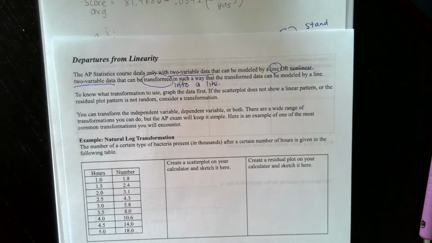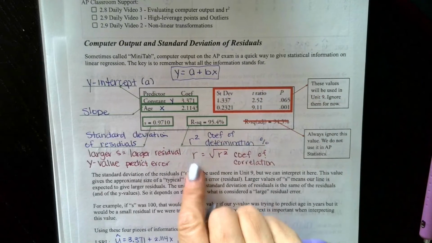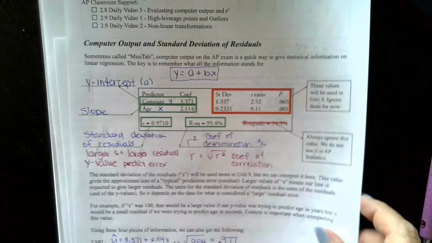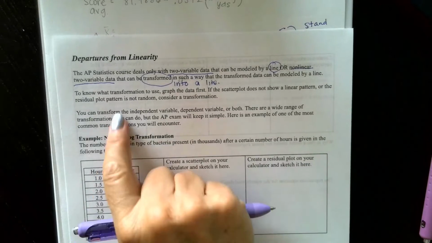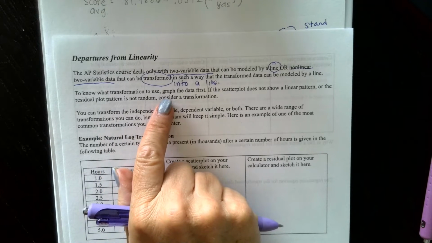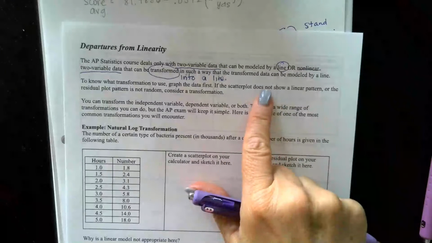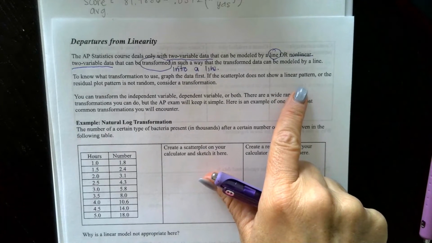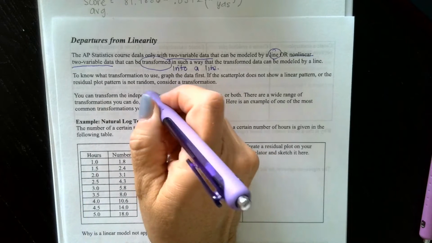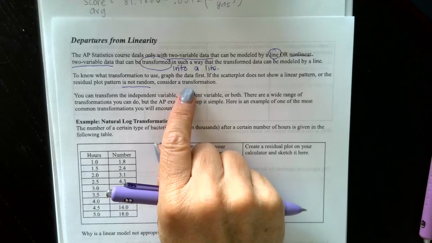So everything that we do when we get this data, our R value, our R squared value, this is all because we have linear data. But we know that we don't always have linear data. We've talked about that in this section. So to know what transformation to use, we have to graph the initial data. We have to look at the scatter plot. The scatter plot may or may not show a linear pattern. It might look linear, but we don't really know until we graph the residual plot, and we have to see if the residual plot is random. If it's not random, we have to do a transformation.